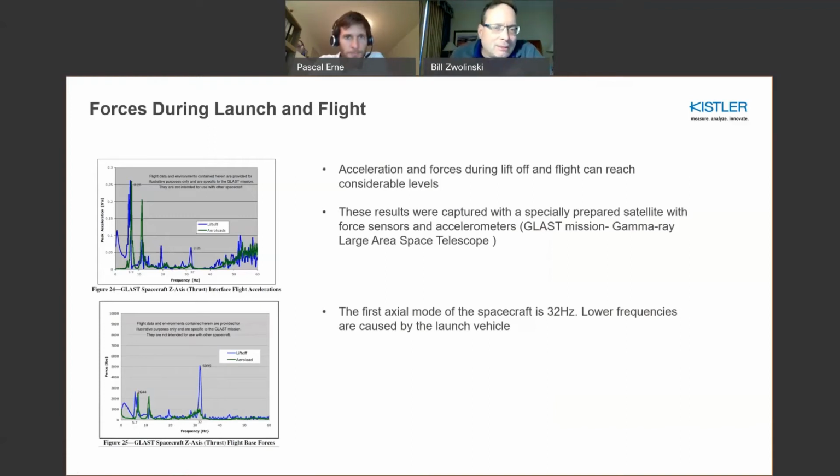This slide talks about a GLASS mission which was instrumented to measure vibration and force at launch and in flight. You can see there were quite significant forces, certainly considerable levels of force, and some acceleration. In this case, at liftoff, you've got almost 5,100 pounds of force at this frequency. In the metric system that would be somewhere around, I don't know, 2,500 newtons would probably be an estimate. So, quite substantial amounts of force.